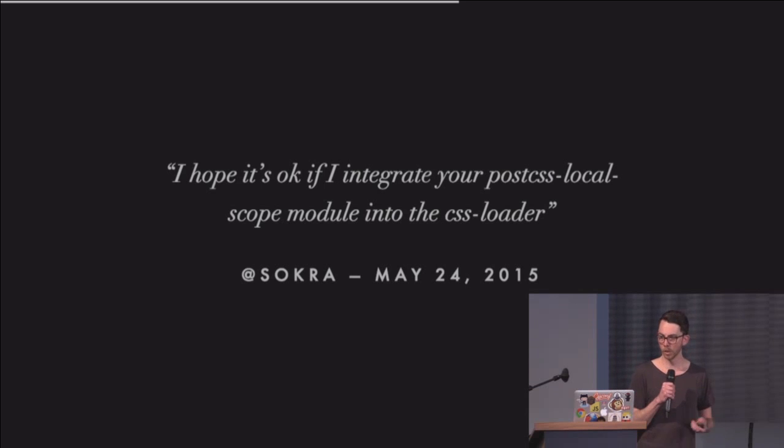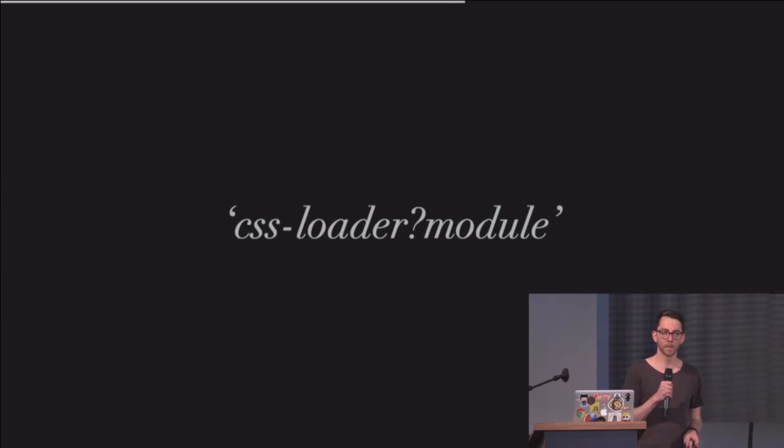He reached out to me on Gitter and said, I hope it's okay if I integrate PostCSS local scope into the CSS loader. And of course, what am I going to say to that? It's a definite yes. So shortly after that, we got an experimental feature in CSS Loader called Module Mode. All you had to do was add $module to your CSS Loader, and you would start to get this built in.